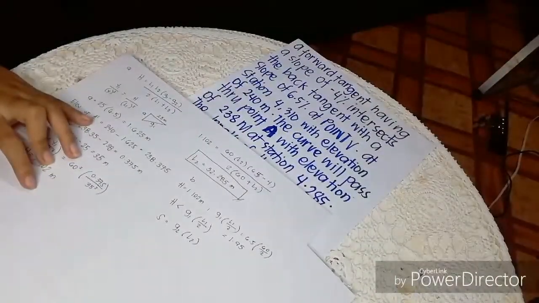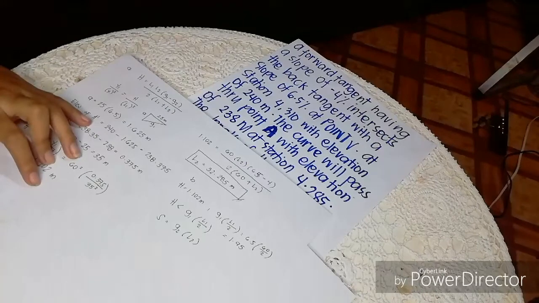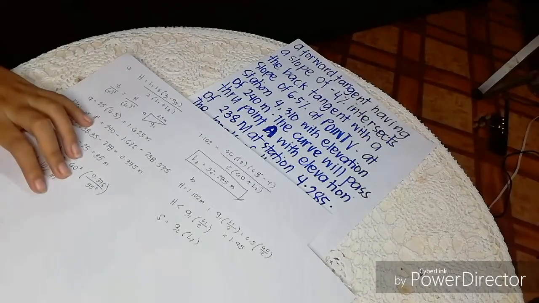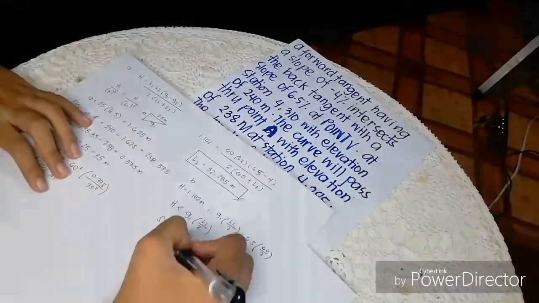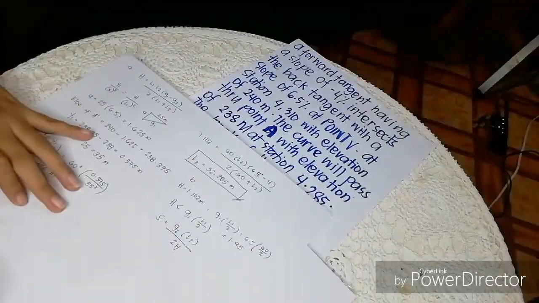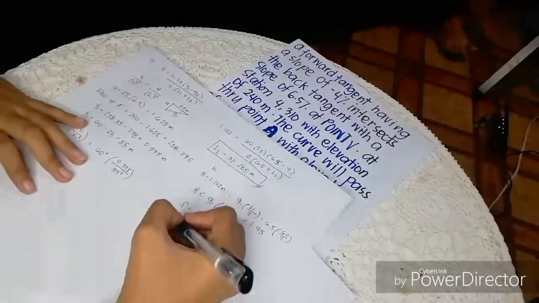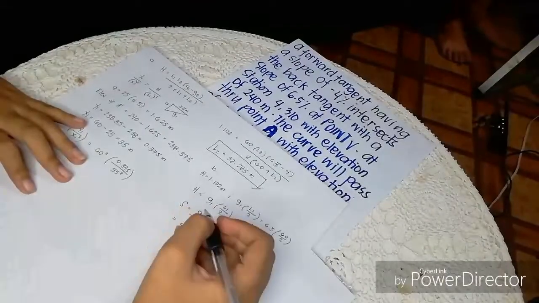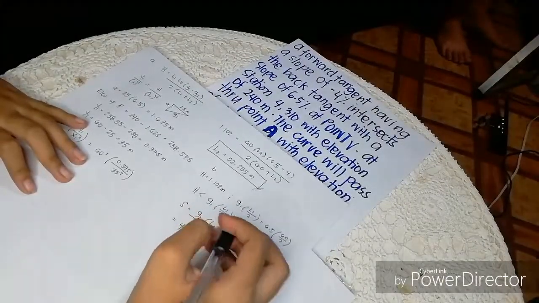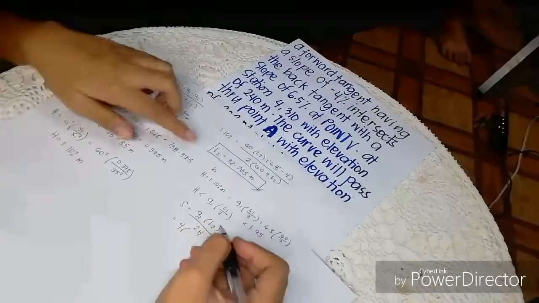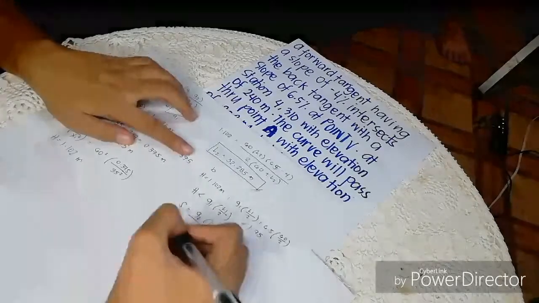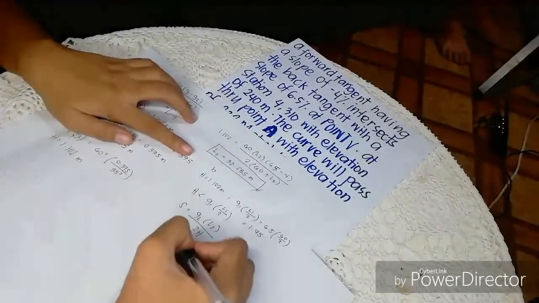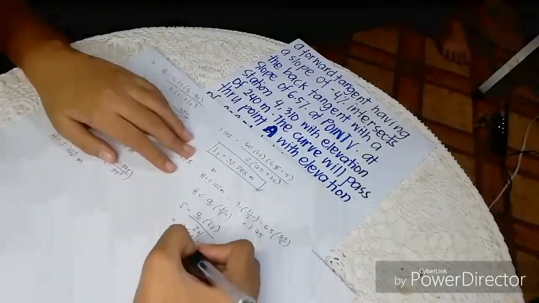times L1 over 2, ang gagamitin natin is yung G2 times L2 over 2H. Then, substitute natin 4 times yung L2 is yung 32.285 all over 2 times yung h, which is 1.102.